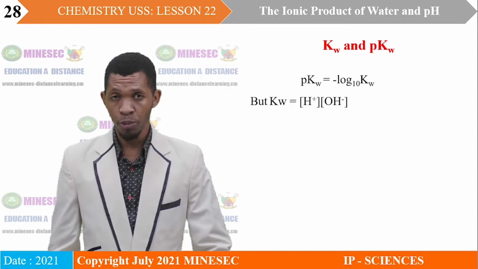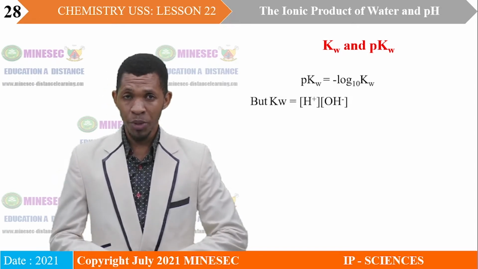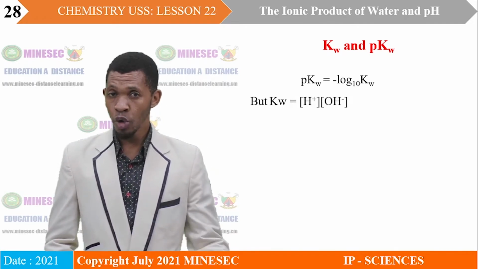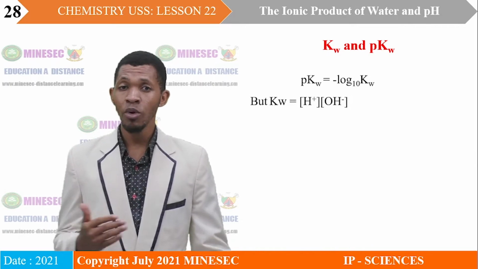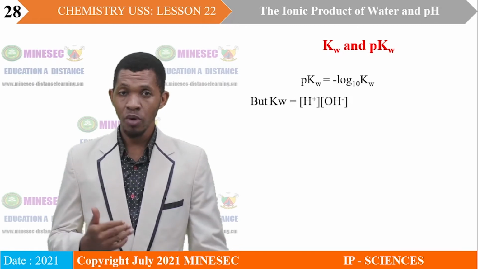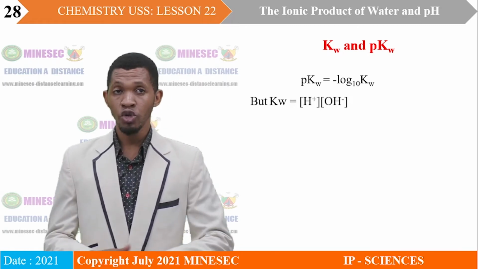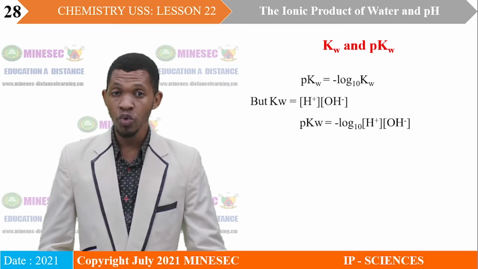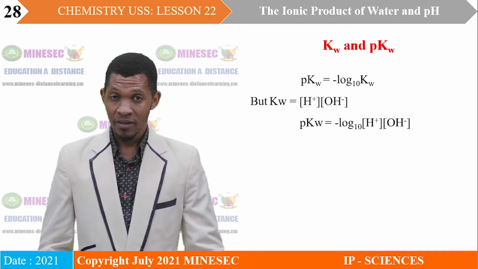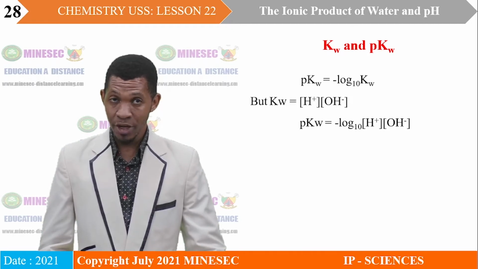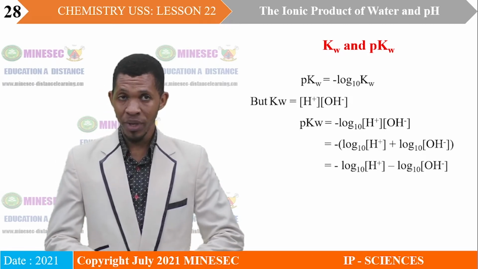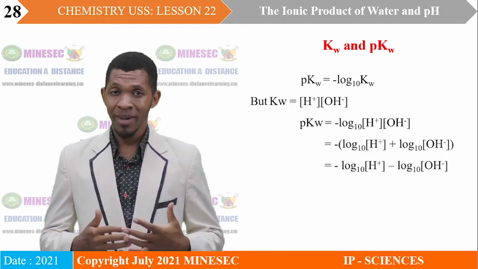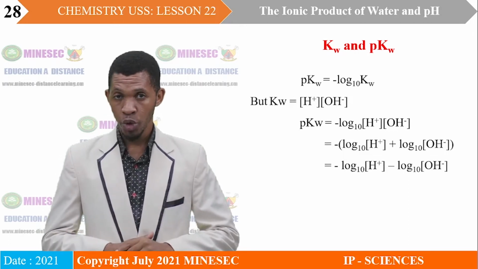Kw and pKw. By definition, pKw is equal to negative logarithm to the base 10 of Kw. Now we know that Kw is equal to the product of the molar concentration of hydrogen ions times the molar concentration of hydroxide ions. So substituting Kw in the equation for pKw, we have pKw is equal to negative log to the base 10 of hydrogen ion concentration times the hydroxide ion concentration. Now expanding this equation, we have pKw is equal to negative log to the base 10 of hydrogen ion concentration minus log to the base 10 of hydroxide ion concentration.